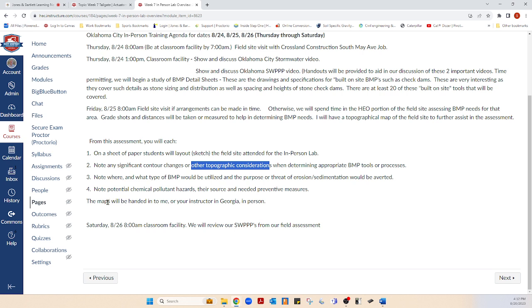And I want your maps before you leave if we can get them. If not, I want you to continue to work on them after the in-person training, and try to get them roughly done. We're not after perfection here.